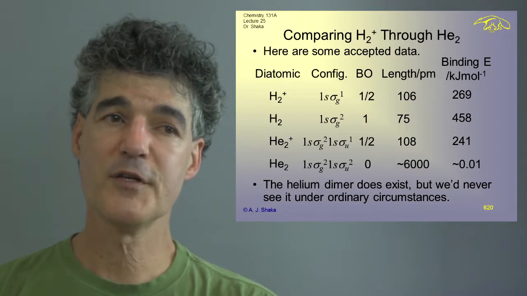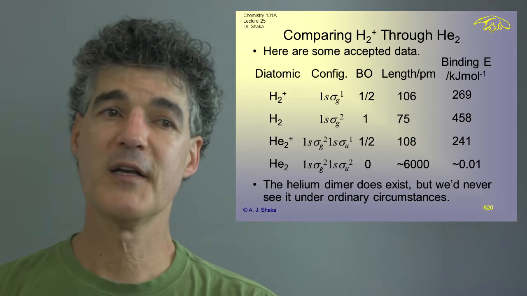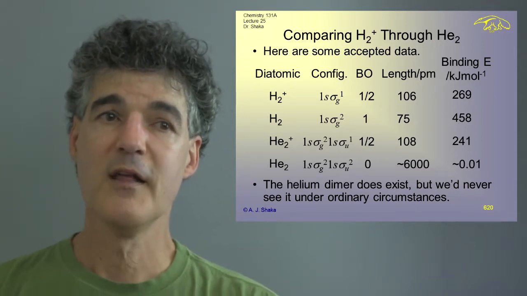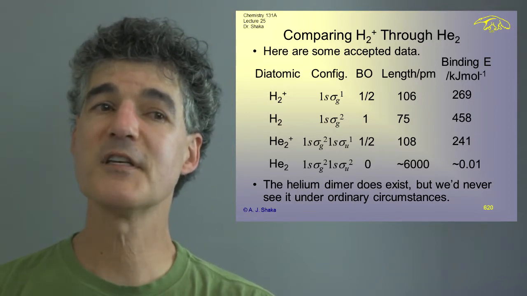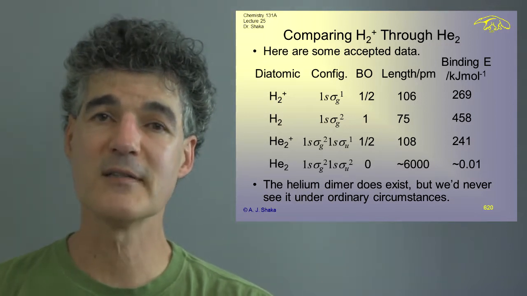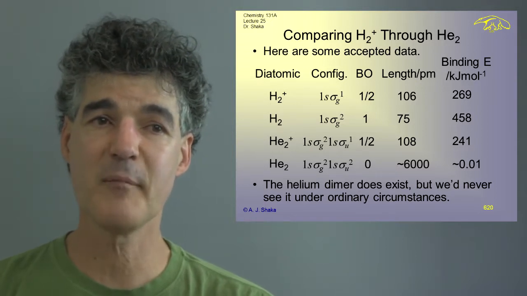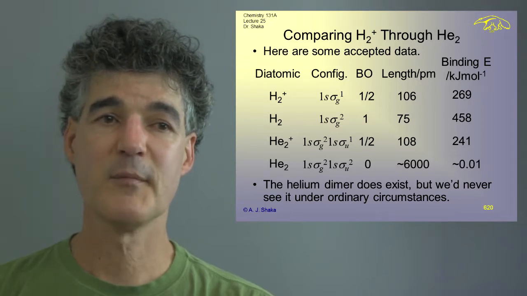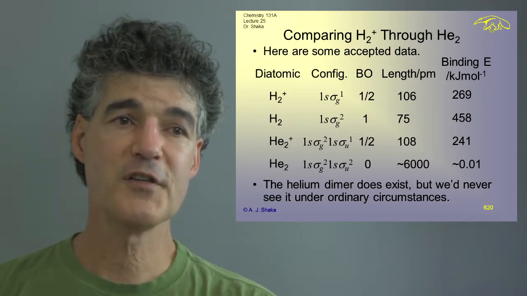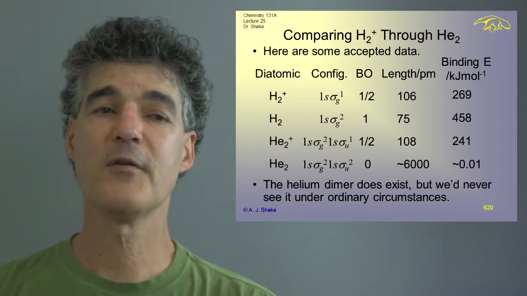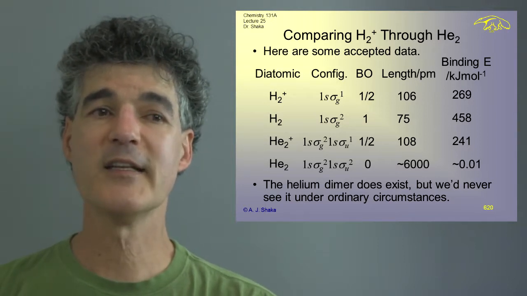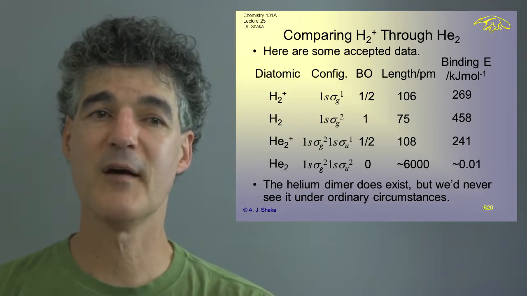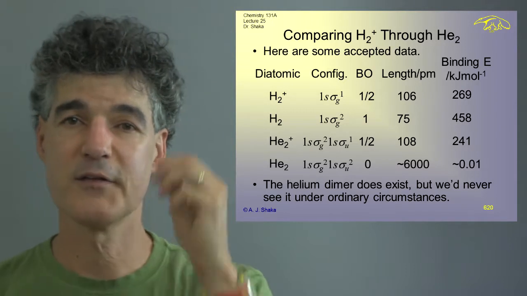For the helium-2 plus dimer, we now have a 1s sigma u, that's the anti-bonding, as well as the other one being full. The bond length is back to 106 picometers. That's probably a coincidence. I don't see why it should be exactly the same. And the binding energy is back to a similar value. For He2, where we have both of them, the bond order is 0. The bond length is listed as 6,000 picometers, and the binding energy is listed as about 0.01 kilojoules per mole.